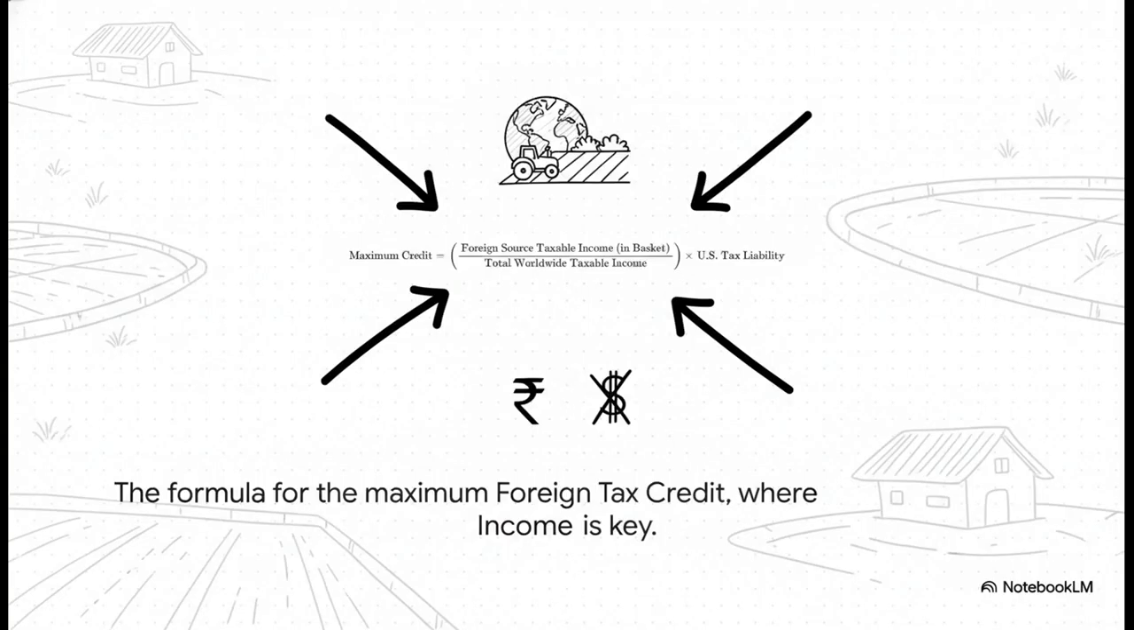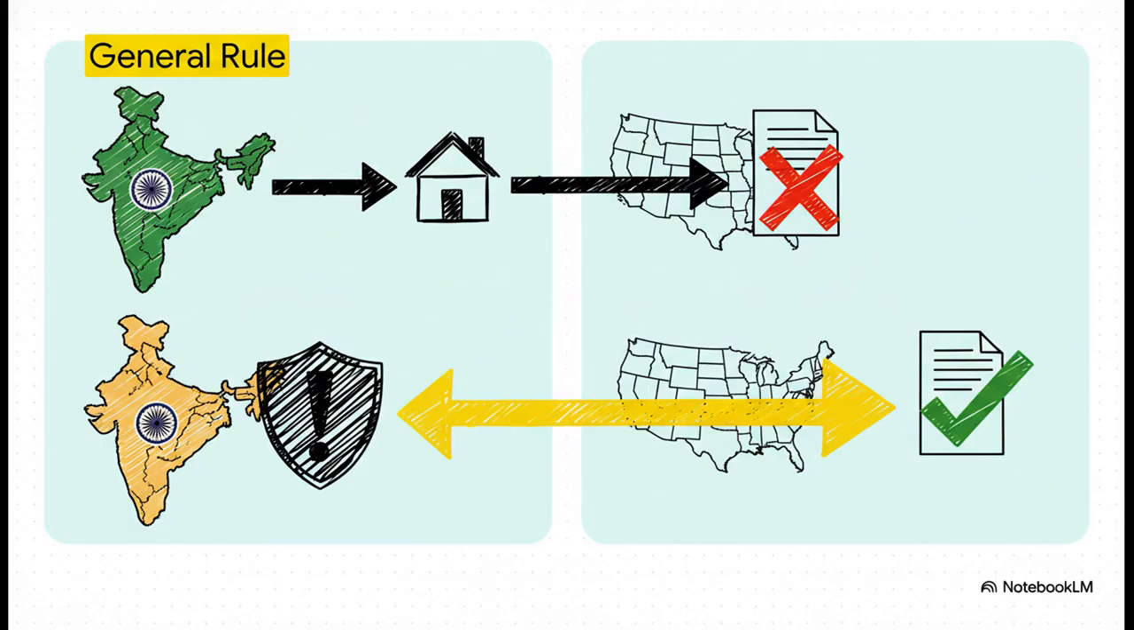See this formula? This is what determines the maximum credit you can claim. And the key variable, the linchpin of the whole thing, is foreign source taxable income. If that number is zero, it doesn't matter how much tax you paid to India, your credit on your U.S. return will also be zero. And this is where things get really interesting.